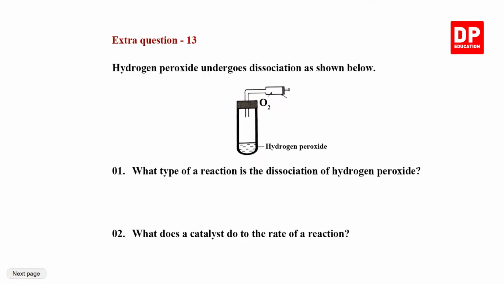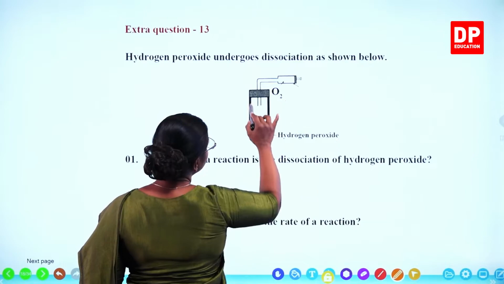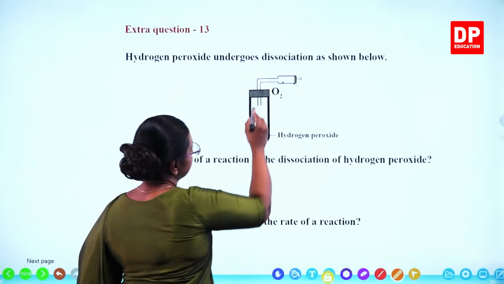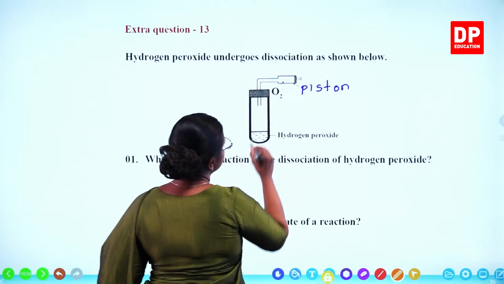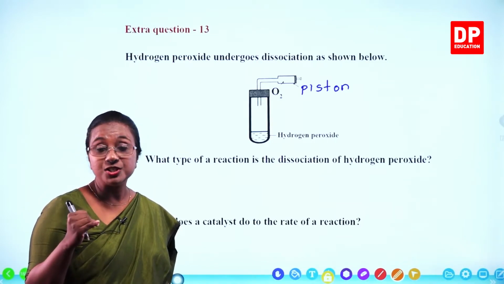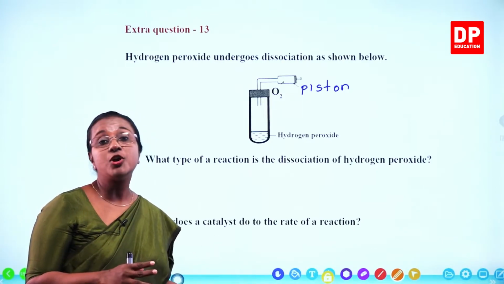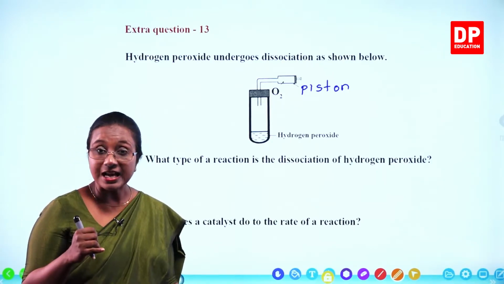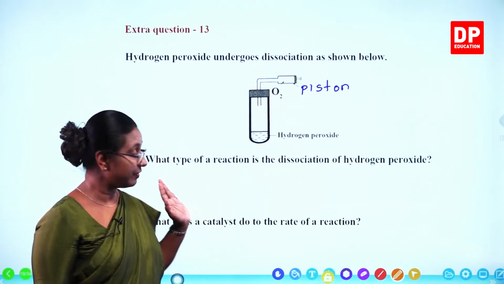Extra question 30. Hydrogen peroxide undergoes dissociation as shown below. So there is hydrogen peroxide inside a test tube, and you can see the test tube is connected to a syringe, a piston and a syringe. Here you can see a syringe, and there is oxygen gas being collected. So there they can measure the volume of oxygen gas that is collected in a unit time, or they can fix the volume of oxygen gas and measure the time taken to collect that particular gas. So there they can compare the rate of reactions.